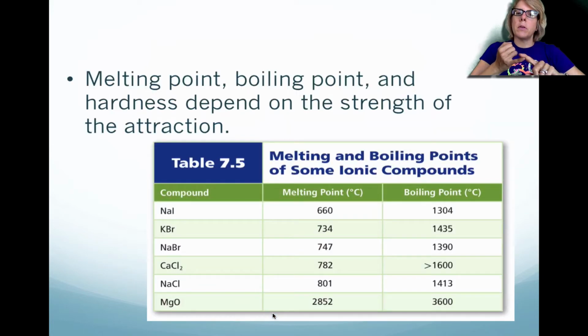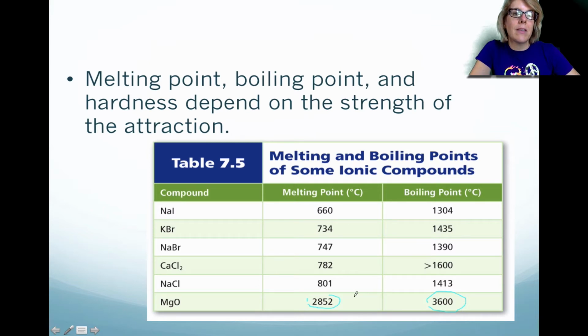Now, we need to look at melting point, boiling point, and hardness. If you notice with these ionic compounds, the melting point is gradually getting higher. Look at magnesium oxide. It's 2,852 degrees Celsius. That's pretty high. So for a solid, it's a very high melting point. If you look at boiling point, that means it's in its liquid form. It takes a lot of energy to get to 3,600 Celsius for its boiling point. So I would argue that these last two data points show that magnesium oxide has a very strong attraction between the cation and the anion.